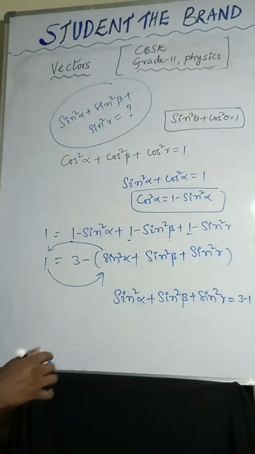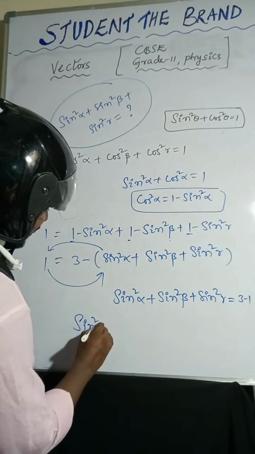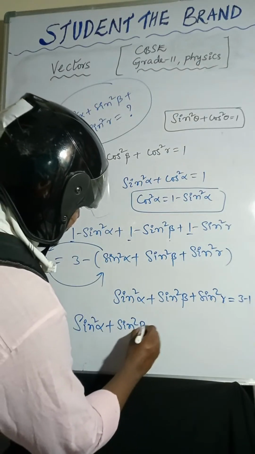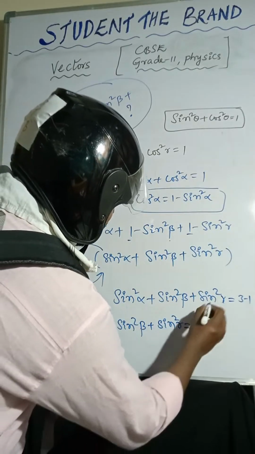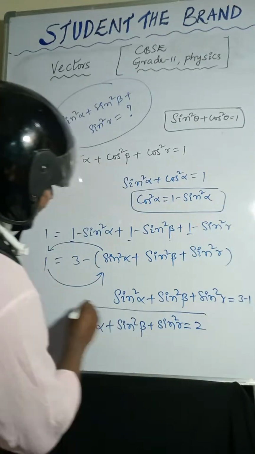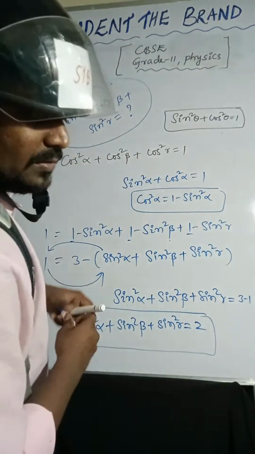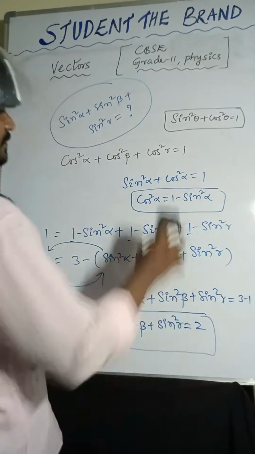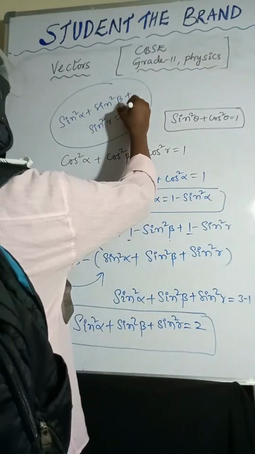Now we'll get it. Sine square alpha plus sine square beta plus sine square gamma equal to 2. So this is the answer. Answer is 2. Check once. I hope it is clear to you all. Answer is 2. Do you have any doubts in this?